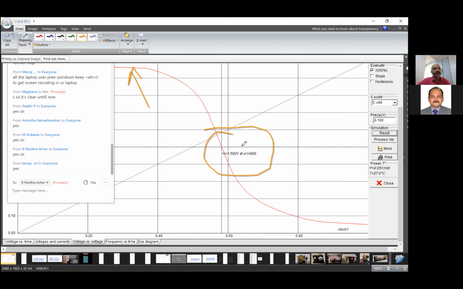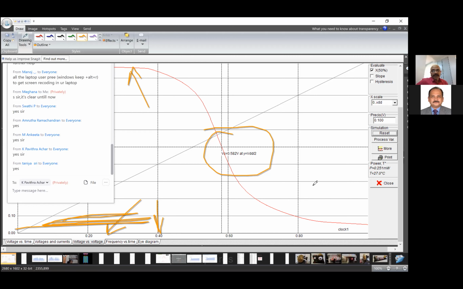Because before this point, the PMOS is on and the NMOS is off, because the input is less than the threshold voltage. You see, the threshold voltage is 0.4 volt. You remember we saw this on day one or two. So in this zone, the input is less than the threshold voltage, so the PMOS is on, fully saturated, and the NMOS is off.